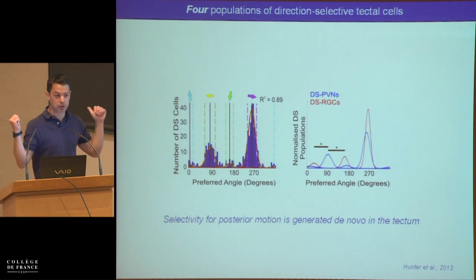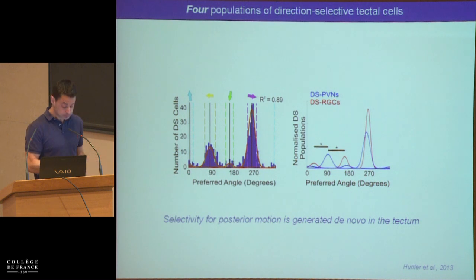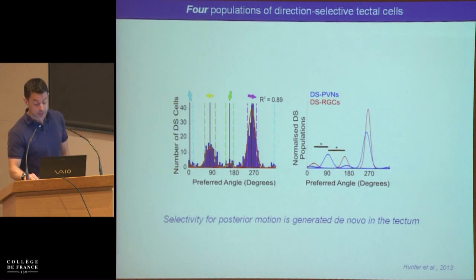And this was a response type I was at pains to point out was not present in the retina. So this selectivity for posterior motion is generated de novo within the tectum. It's an emergent property of tectal circuits. Somehow the tectum is generating this from inputs in the retina that are not tuned in this way.